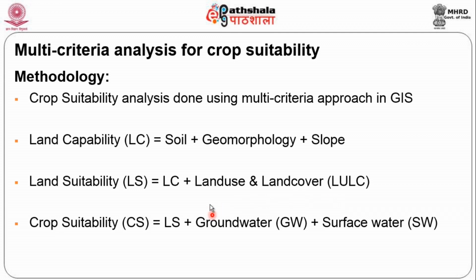See how beautifully it has been devised. Depending upon the soil characteristics, the geomorphology and the slope, we can say what the capability of the land is: good, bad, poor, extremely poor, or extremely good. If I know the capability, then by the land use of the surrounding area, I decide the suitability. But that is not sufficient, because for crop suitability, most importantly, I need water.